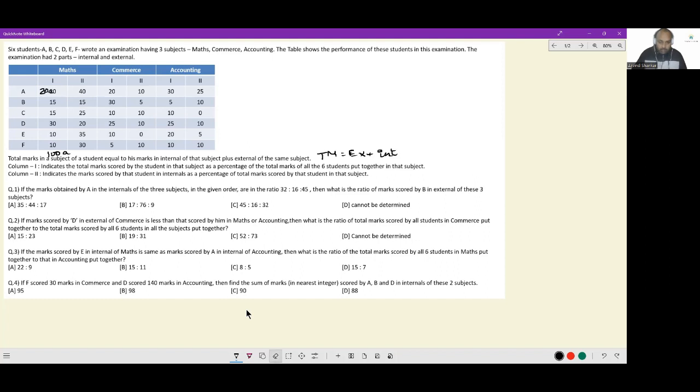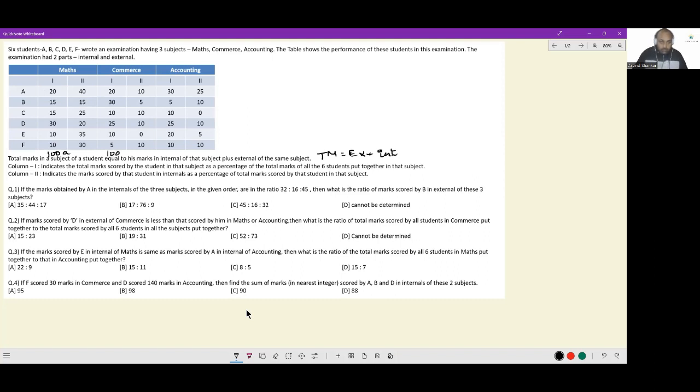marks scored by A is 20A, or I don't even need to write it. Total marks scored by A is 20A, 15A by C, then 30A by D, then 10A by E, then 10A by F. Now out of 20A, 40%. So 8A was scored in internals and 12A was scored in externals. This much I can do.